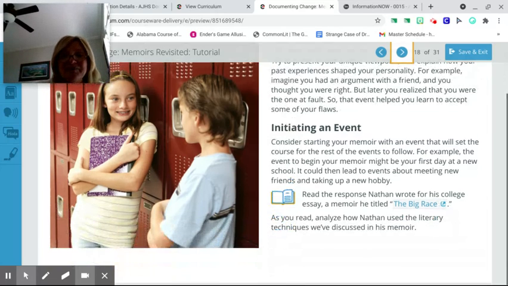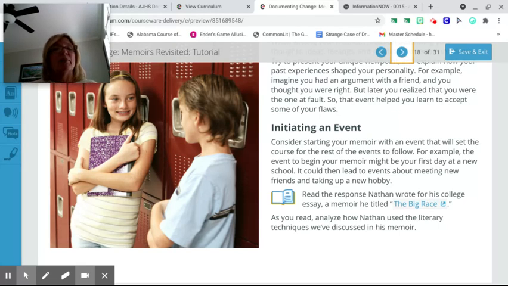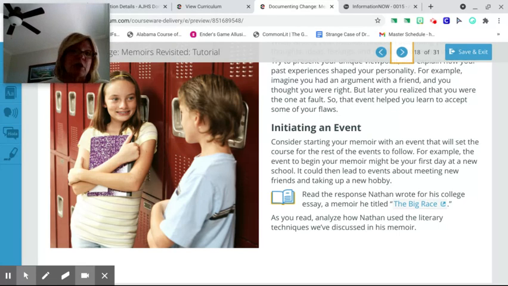Initiating an event. Think about starting your memoir with an event that sets the course for the rest of the events to follow. You might want to start with the scene of the first day of school, and then talk about how you evolved from there.